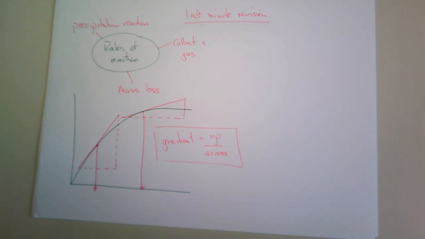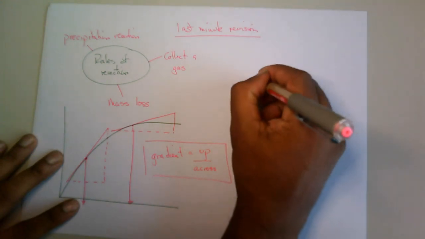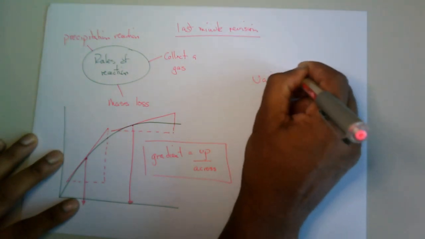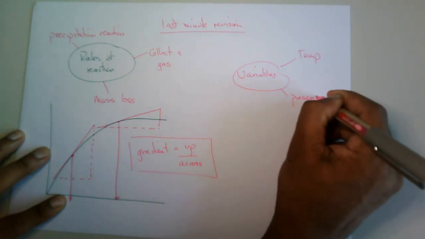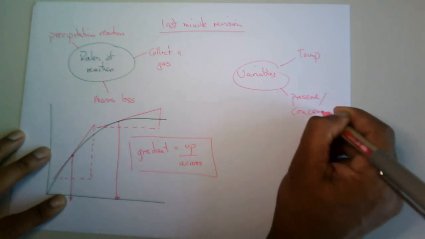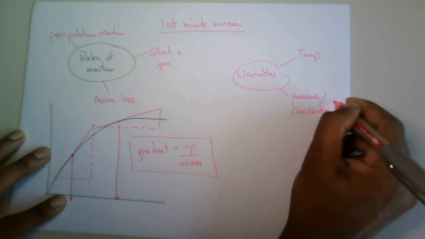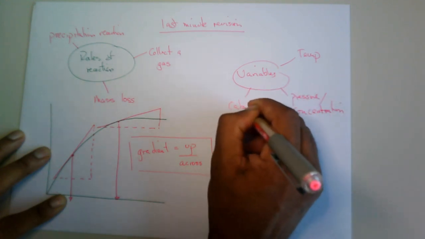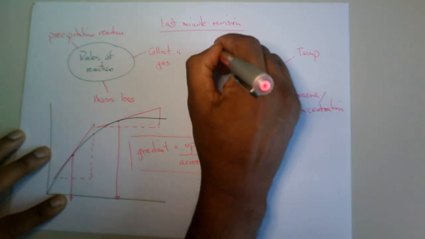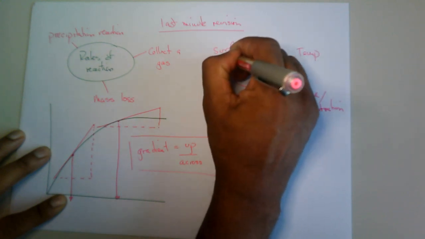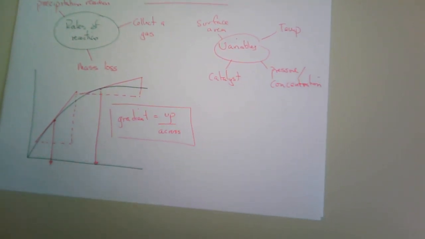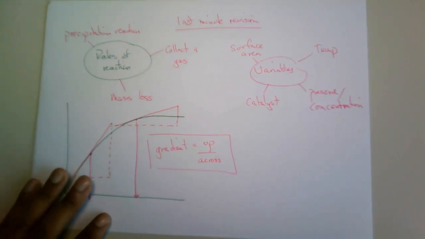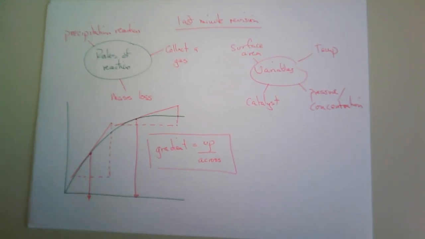Now, it then moves on to looking at those four different variables that can affect the speed of a reaction. So those are the variables: temperature, pressure or concentration, catalyst, and surface area. Now, with these variables, what you need to make sure you do is you talk about frequency of successful collisions. So you need to consider that and talk about the frequency of successful collision.